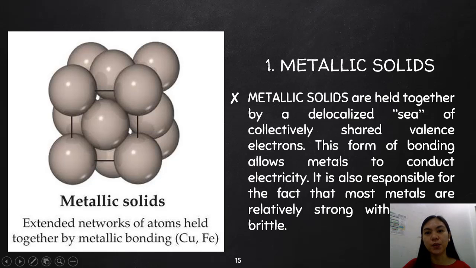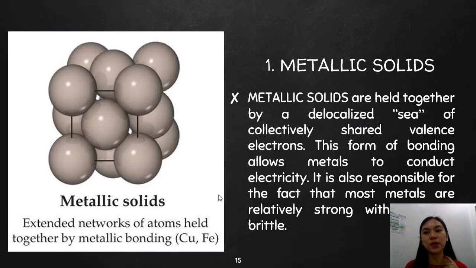So your metallic solids, when we say metallic solids, they are held together by a delocalized sea of collectively shared valence electrons. This form of bonding allows metals to conduct electricity. It is also responsible for the fact that most metals are relatively strong without being brittle. Of course, you already know that your atoms are composed of your nucleus and your electrons.